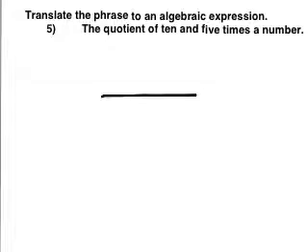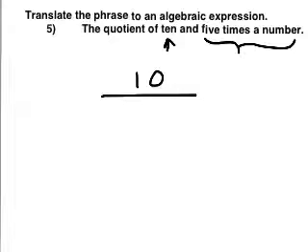Okay, the first one is 10. The second one is 5 times a number. You put the first one first. 10, the quotient of 10 and 5 times a number would be 5x or 5n. There it is. The quotient of 10 and 5 times a number.